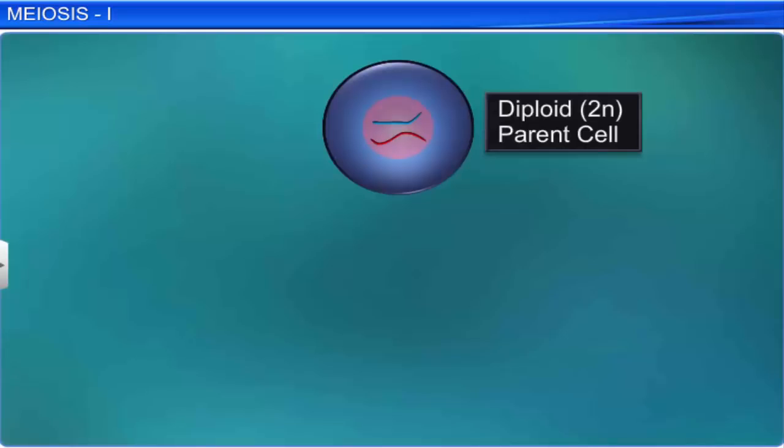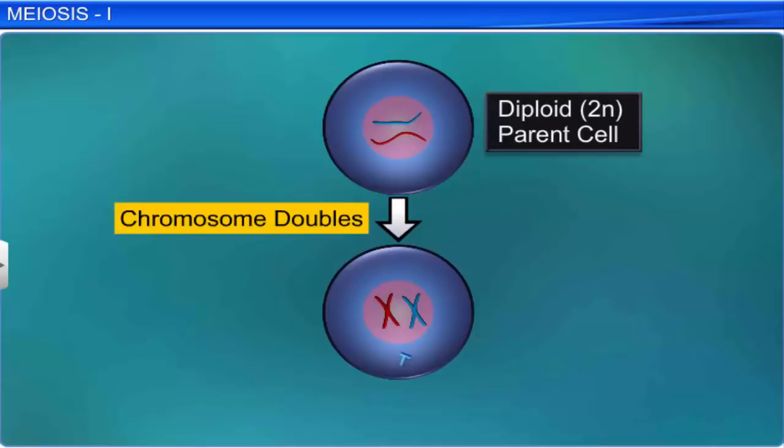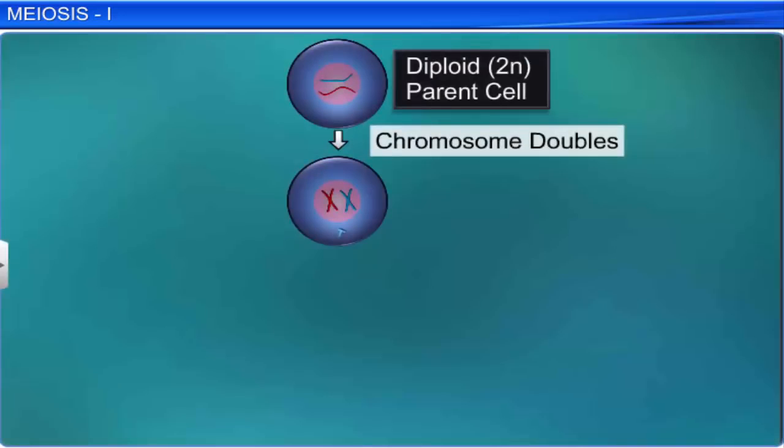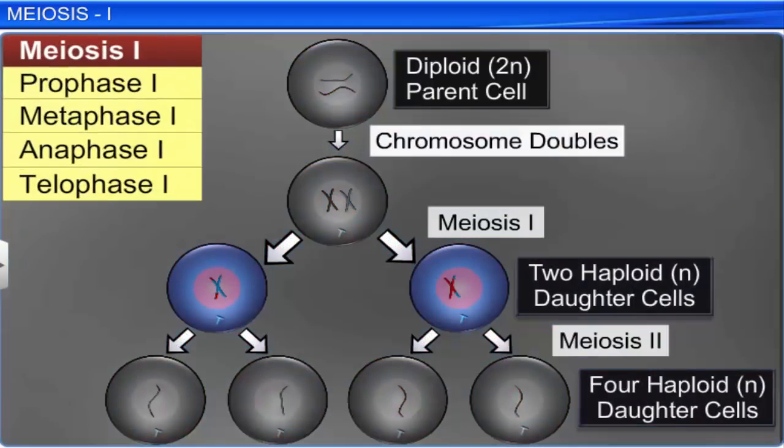Meiosis, like mitosis, is also preceded by an interphase stage, during which DNA replicates and each chromosome doubles to consist of two identical strands of DNA. Meiosis consists of two cell divisions, namely meiosis I and II. Meiosis I is divided into four stages: prophase I, metaphase I, anaphase I, and telophase I.